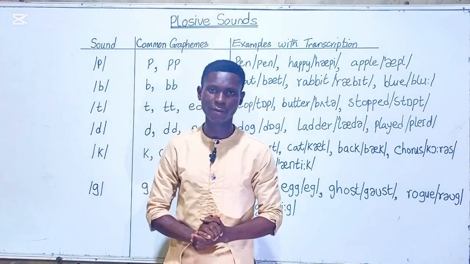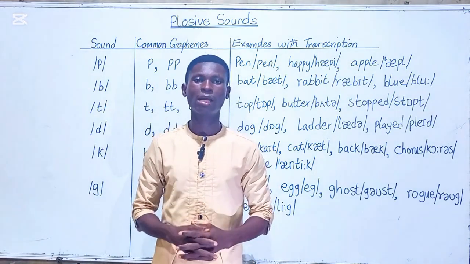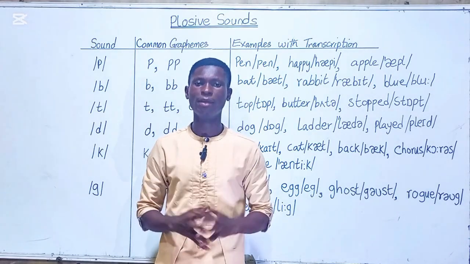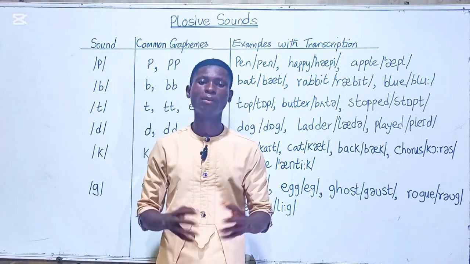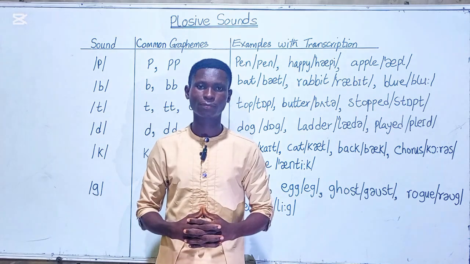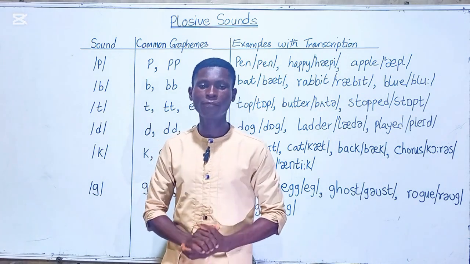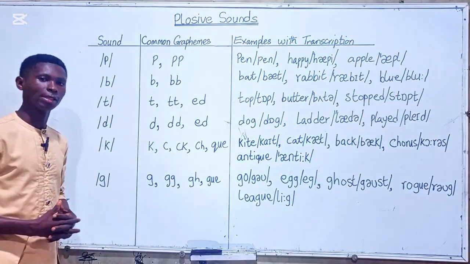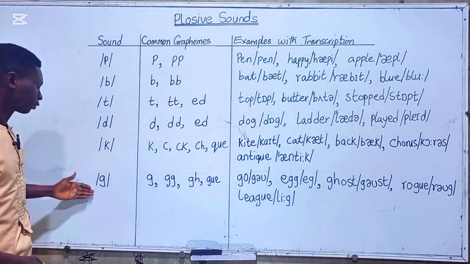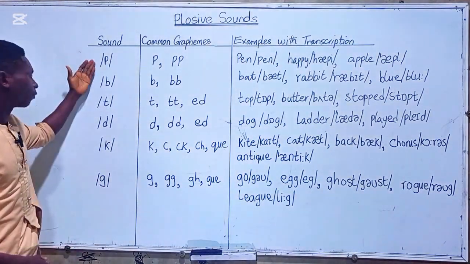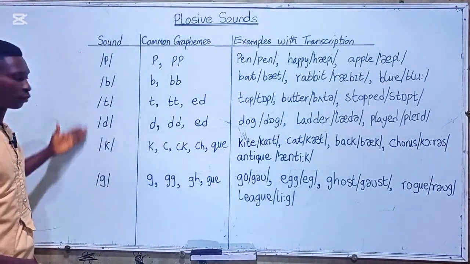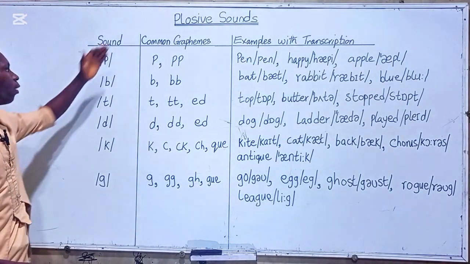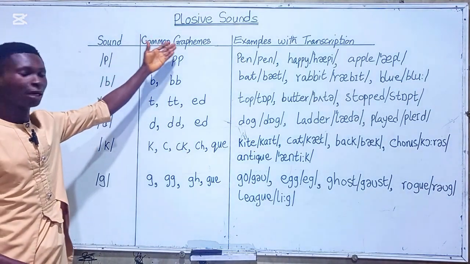I want to consider not only the pronunciation of these 6 sounds, but also the graphemes that represent those sounds. All right, so I have it right here listed out, the plosive sounds of the English language, right from the first one to the last one. Just like I said, we have 6 plosive sounds. Under this column, we have the plosive sound, and under here, we have the common graphemes.